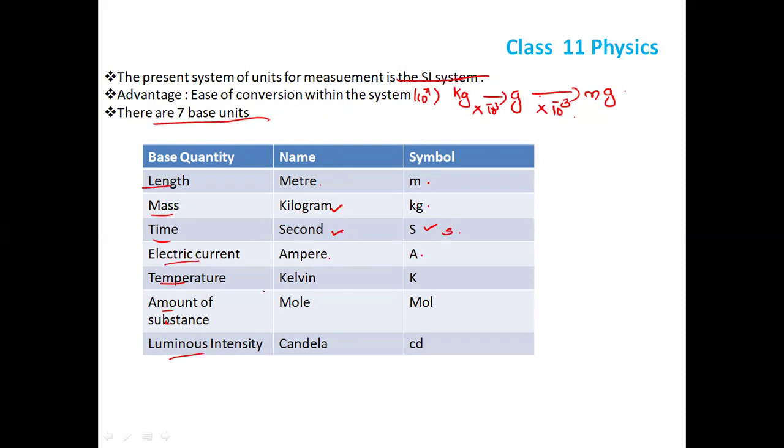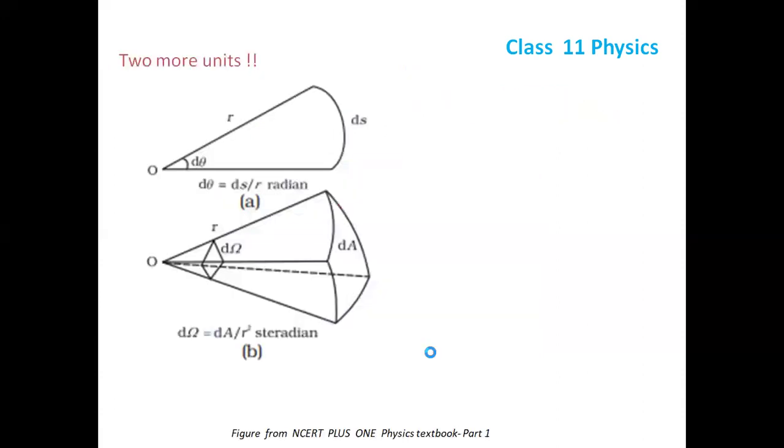Symbol is A. Temperature is measured in Kelvin, symbol K. And the amount of substance: when you are specifying the amount of substance, you have to specify whether you are referring to atoms, molecules, or ions, or whatever. That is measured in mole, symbol mol. Luminous intensity is measured in candela, and the symbol is cd. And you have 2 more units.